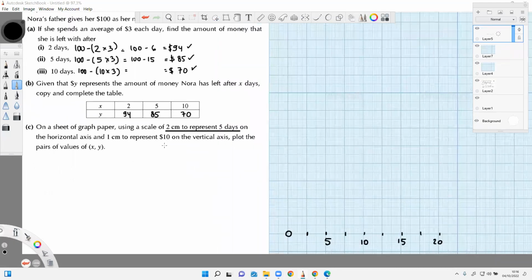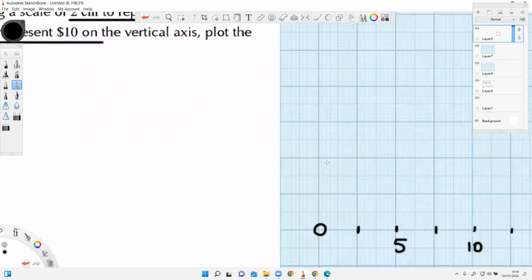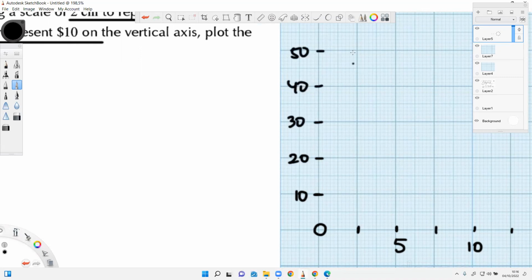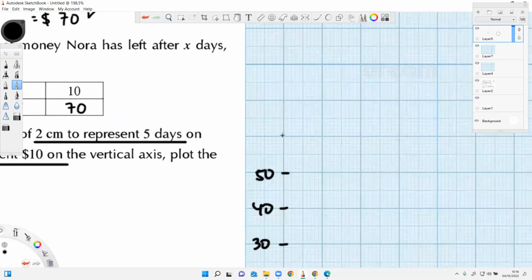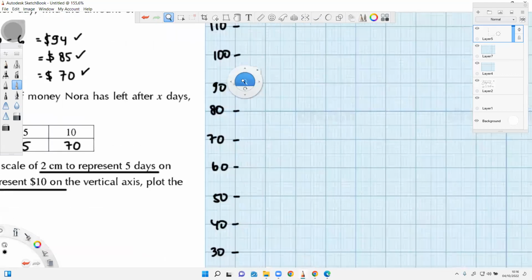Okay. And 1 cm represent $10 on the vertical axis. So every 1 cm, how many dollars, guys? 10. So for another 1 cm, 20, 30, 40, 50, and go until, yeah, you can do 100, right? Because the initial amount of money her father gave to Nora is $100. Right, so you can go to 100. If you want to go above also, a bit, no problem. But it depends on whether the number is used or not used. Okay.